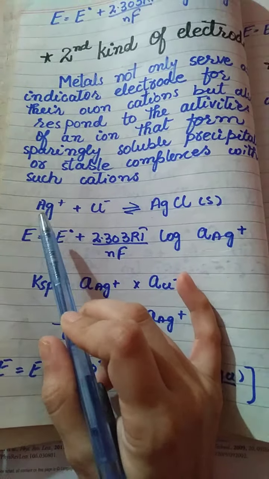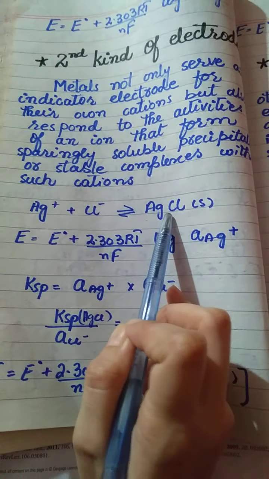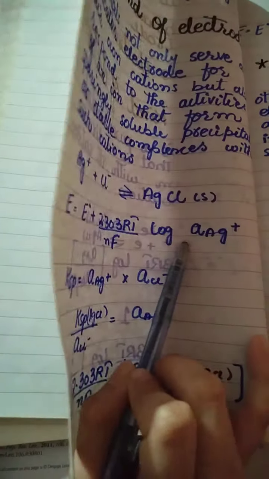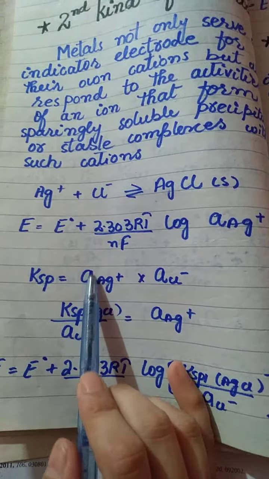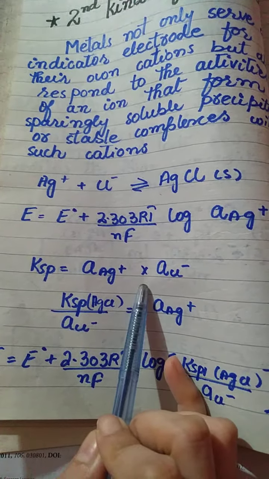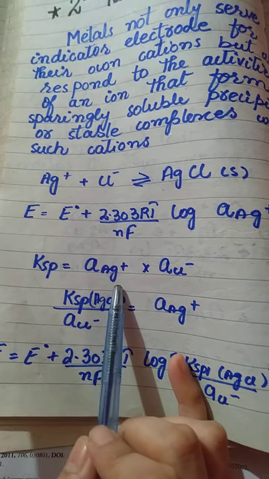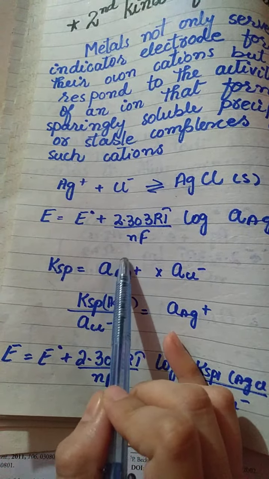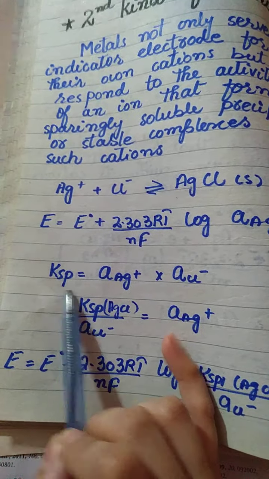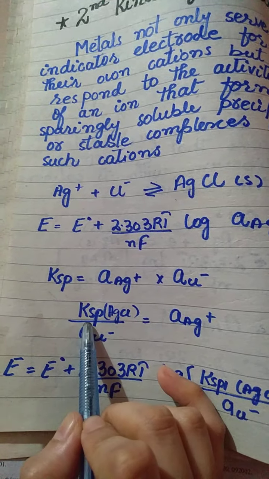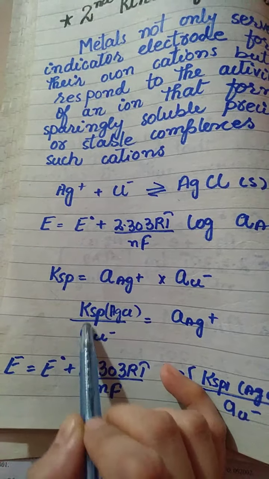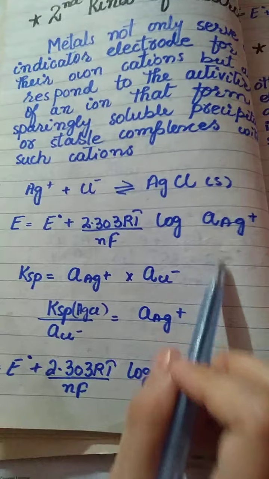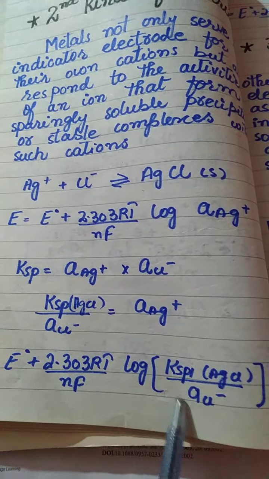If we see this example, silver and chloride form silver chloride salt, and for this reaction the Nernst equation is written here. But we know that AgCl is a sparingly soluble salt, so we will use Ksp here, and Ksp is a product of the activity of cation and anion. If we simplify this equation and isolate this, the activity of this cation would be equal to Ksp of AgCl upon activity of anion. So we can replace the activity of Ag plus by Ksp of AgCl upon activity of anion.